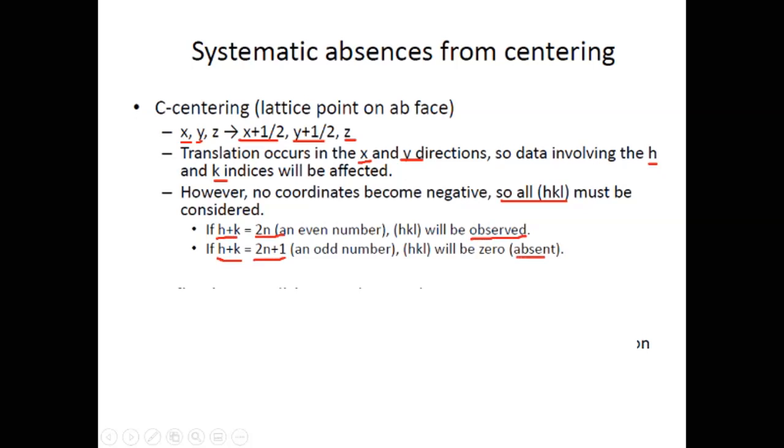But again, this can be a variety of different reflections. Let me give you some examples. So if we have the 3, 3, 1, 2, 3 plus 1 is 4. This would be present.